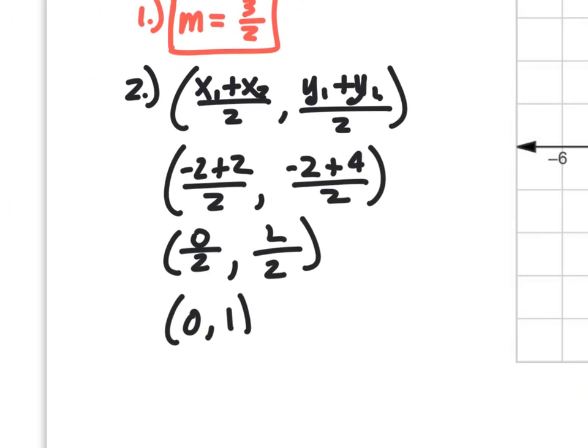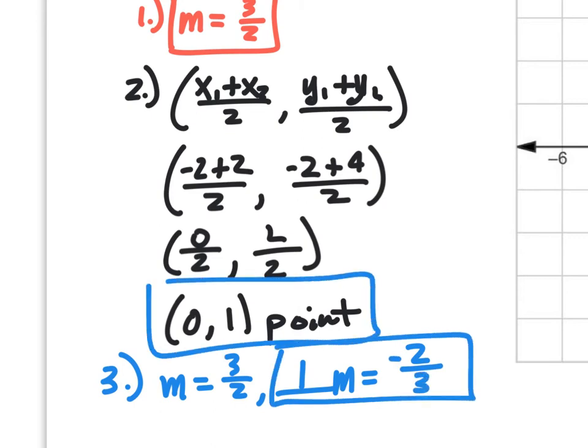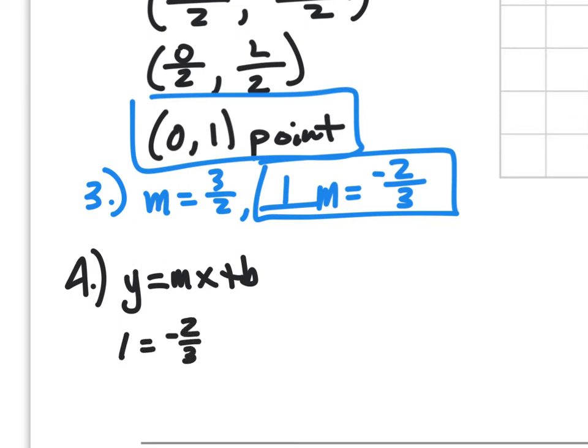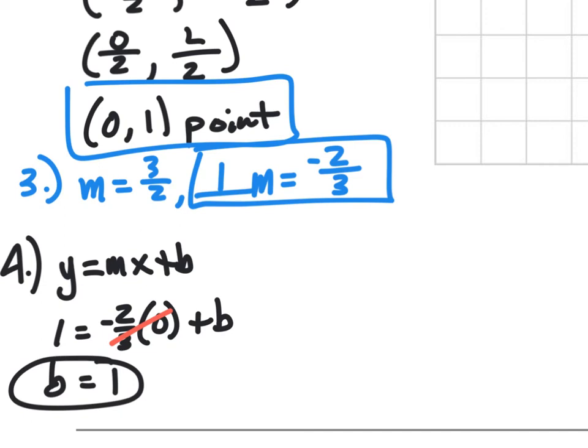This is the point on my graph. Now all I need is my perpendicular slope. I know my slope was 3/2, but for my perpendicular slope, I flip my fraction and make it negative. So I've got a point and a slope. Now if I use the equation y equals mx plus b, I get that y, which is 1, is equal to -2/3 times x, which is 0, plus b. Anything times 0 is just 0, so this goes away, and we get that b is equal to 1. Now that I have a y-intercept and a slope, I can write my equation: y is equal to -2/3 x plus 1. And that's it.